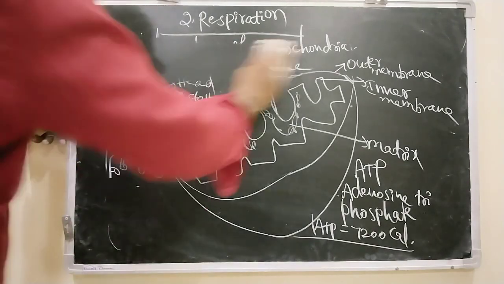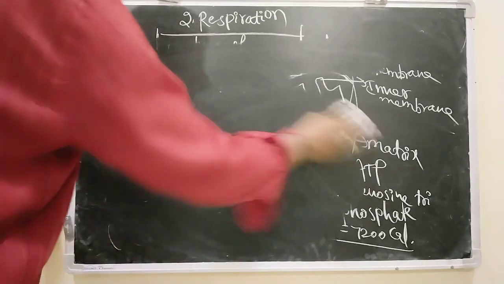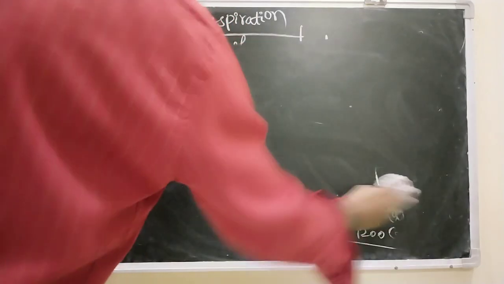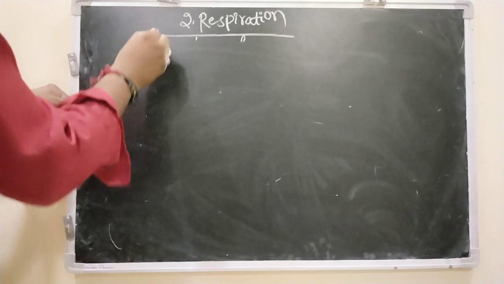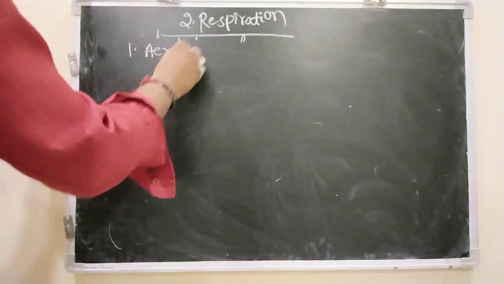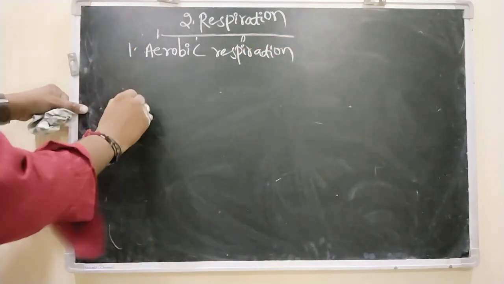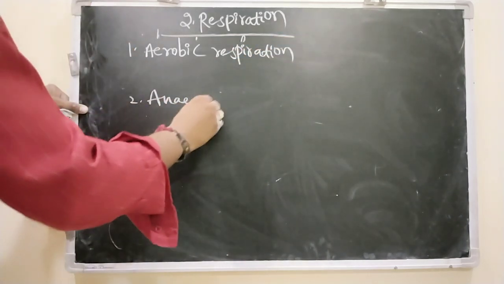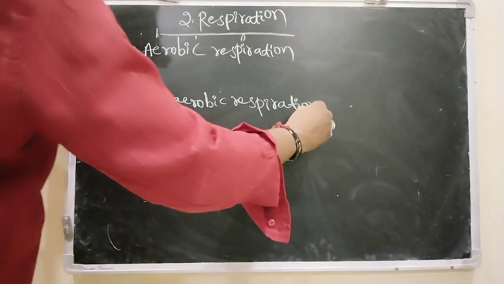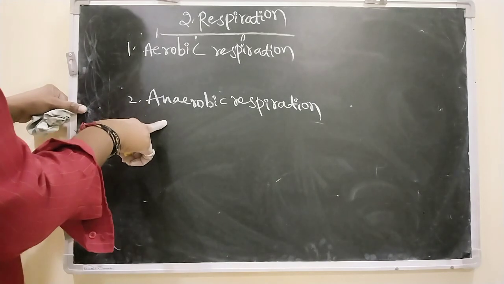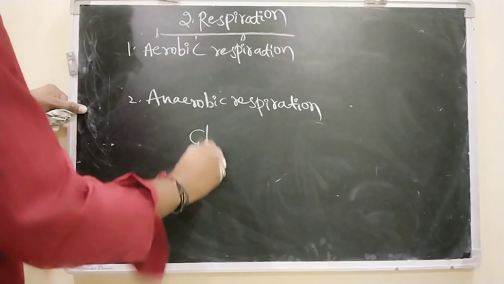Next. So cellular respiration occurs based on the presence and absence of oxygen. Respiration is of two types. One is aerobic respiration. Another one is anaerobic respiration. To occur, either aerobic respiration or anaerobic respiration, first a process occurs. It is called glycolysis.